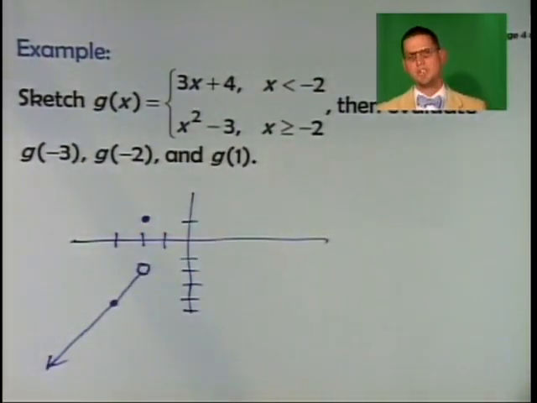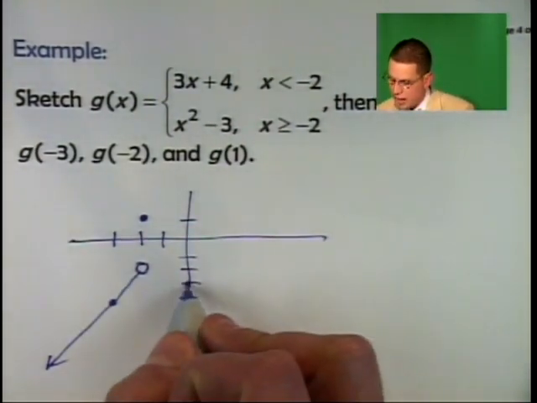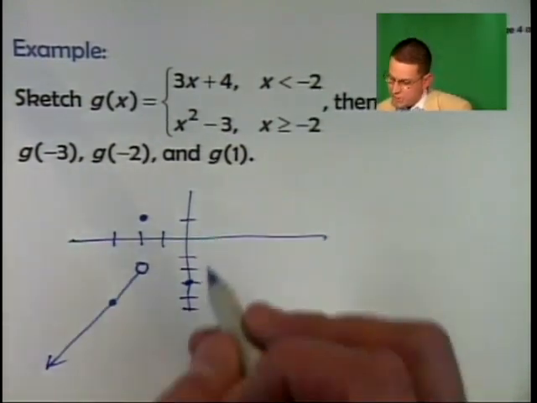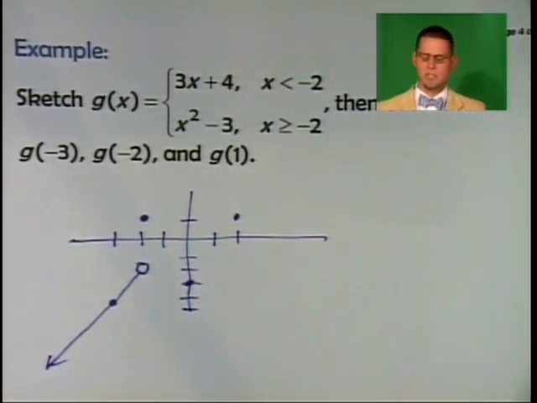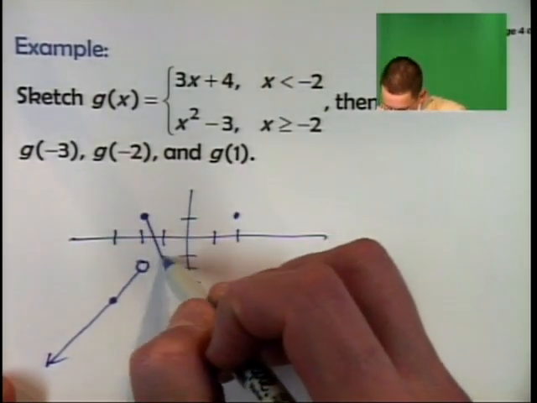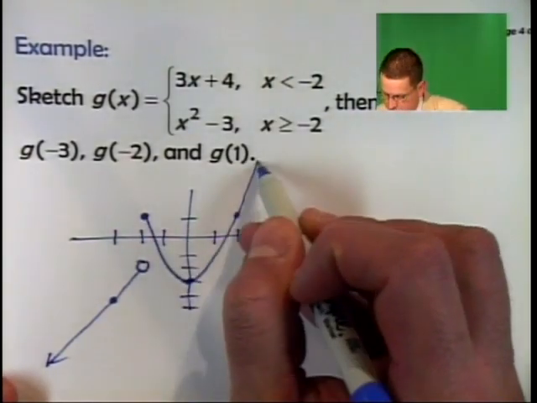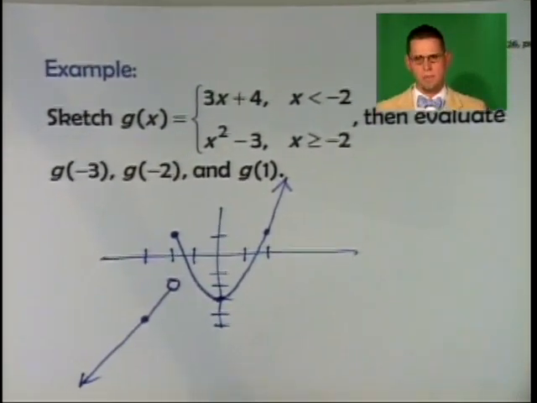Now x squared minus 3, we know what that looks like. It's a parabola whose vertex is scooted down 3 units. So I can put another point there. And by symmetry now, I'm going to have another point at 2, 1. And that should give me enough points to connect my dots now. So the parabola comes down, hits the vertex, and then it goes up forever.